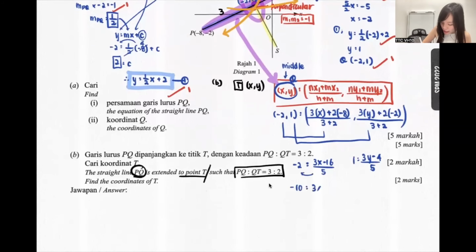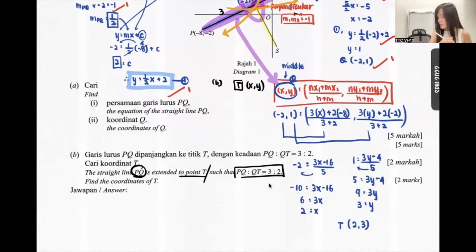Negative 10 equals to 3x minus 16. Minus 16, move it over, plus 16. Times 3, move it over, divided by 3. 2. This one, divided by 5, move it over, times 5. Minus 4, move it over, plus 4. Times 3, move it over, divide by 3. So guys, x is 2, y is 3. Isn't it? My final answer is 2, 3.